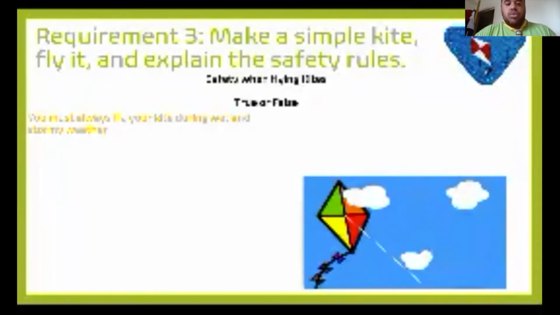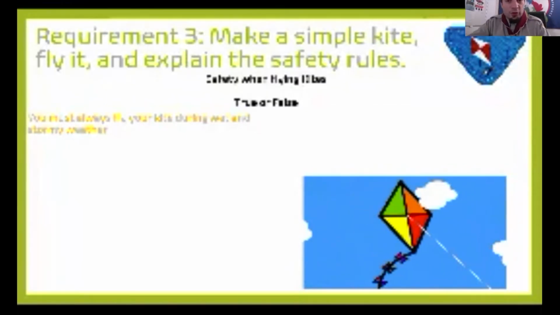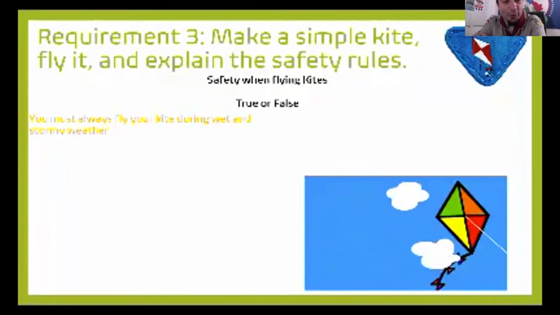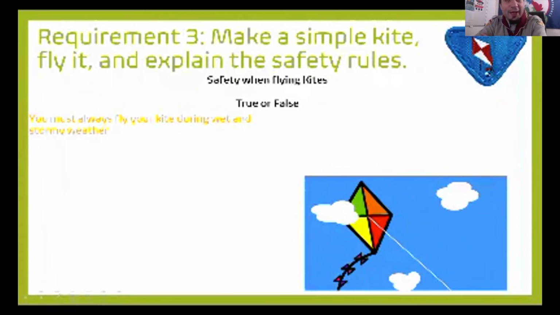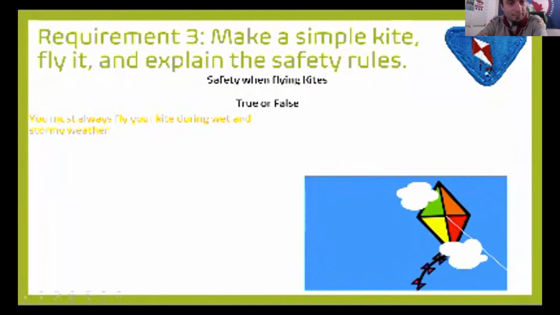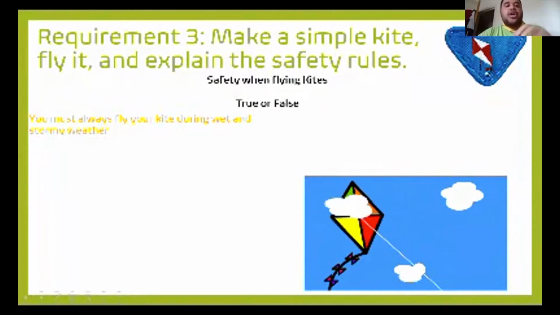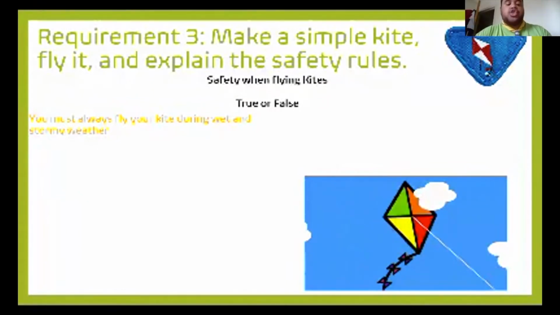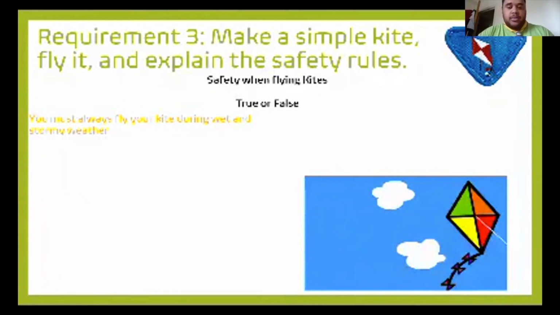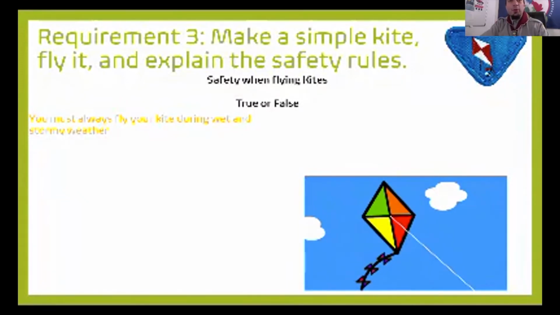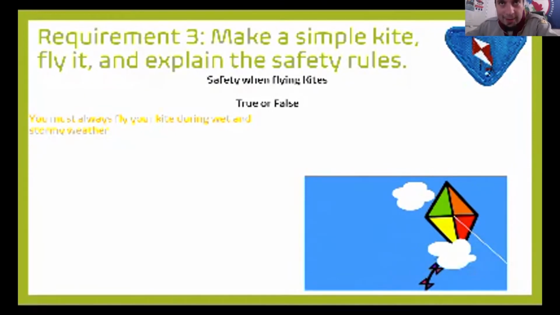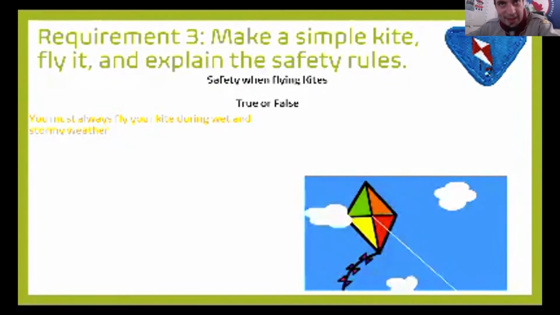Alberto, I don't know why, but we have very low resolution of your PowerPoint presentation, so we can't read that question. Just read the question for us again. So the question is, you must always fly your kite during wet and stormy weather. Excellent. Okay, everybody is writing the letter F, or they're saying it is false.